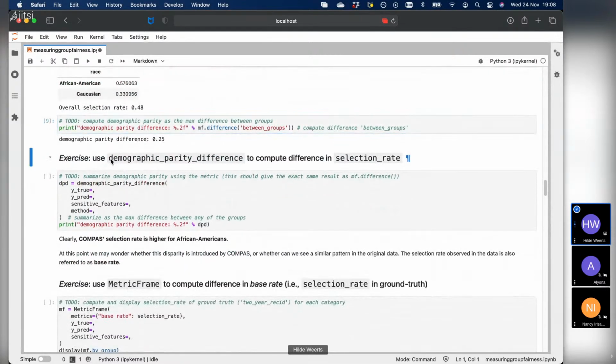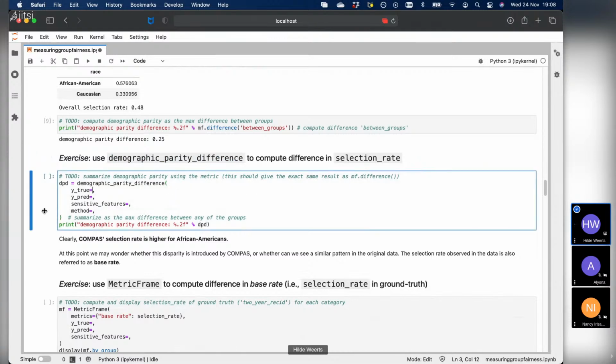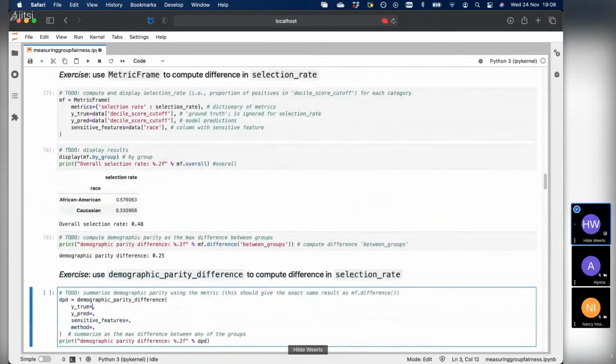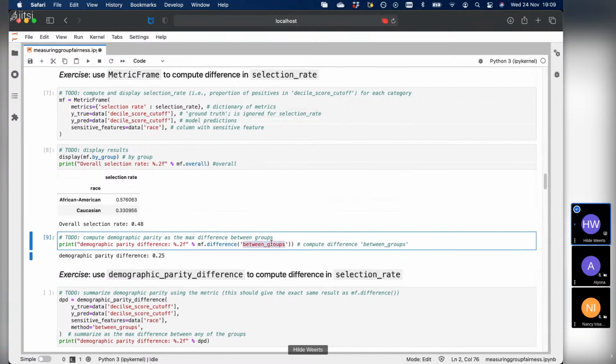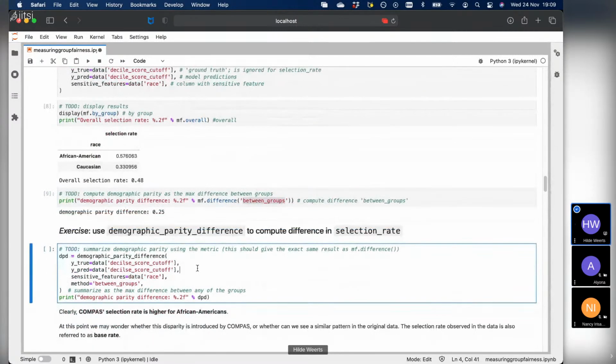We can also use demographic_parity_difference, which is a function that we have in Fairlearn. We can use it directly to compute the difference in selection rate. In that case, we can just repeat what we put up here. So we have the data. I'm just using this one again; y_true isn't really used here, because for selection rate we only consider y_pred. Oh, I see, I forgot the D. Put in race, and then here you can see a method, where you define whether you will use between groups or overall, which is similar to what you've seen here. So this is the same thing. And then we can just compute it.